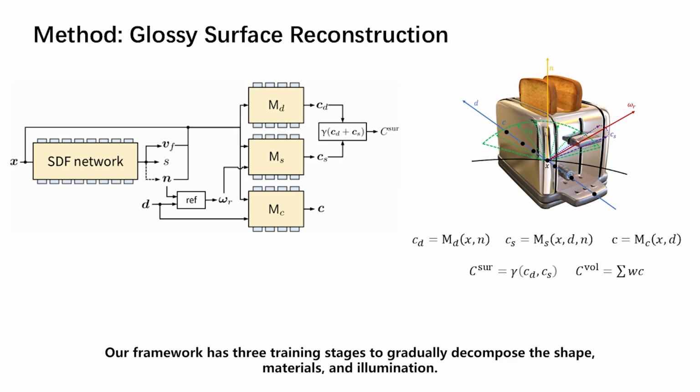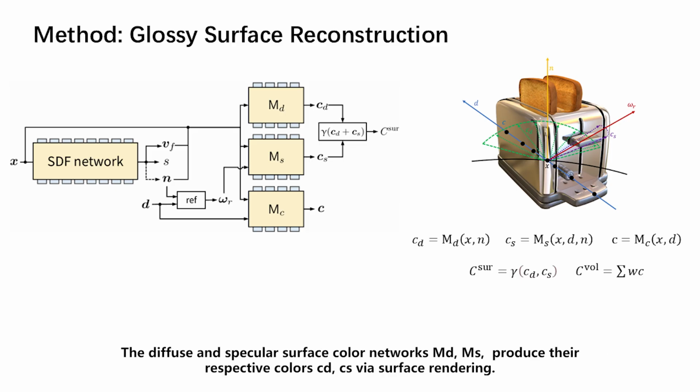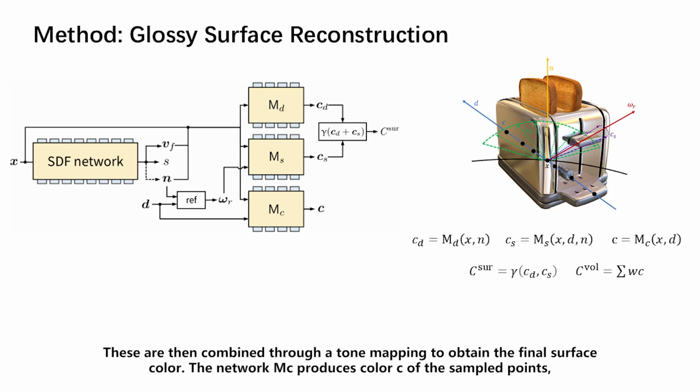Our framework has 3 training stages to gradually decompose the shape, materials, and illumination. In the first stage, the SDF network is trained. It outputs a feature vector, an SDF value, and a normal. The diffuse and specular surface color networks M_D, M_S produce their respective colors C_D, C_S via surface rendering. These are then combined through a tone mapping to obtain the final surface color.